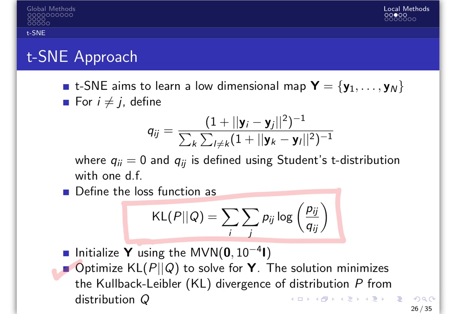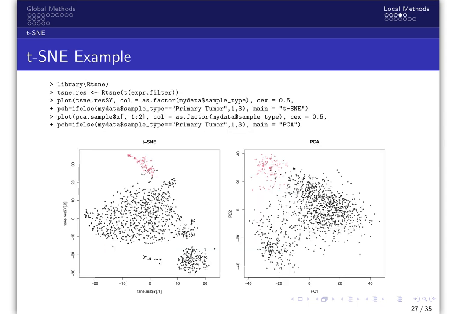This minimization of the Kullback-Leibler divergence with respect to y is performed using gradient descent. The result of this optimization is a lower dimensional set of features that reflects the similarities between the high dimensional inputs. The Rtsne R package includes the Rtsne function, which can be applied to our high-dimensional gene expression data set.